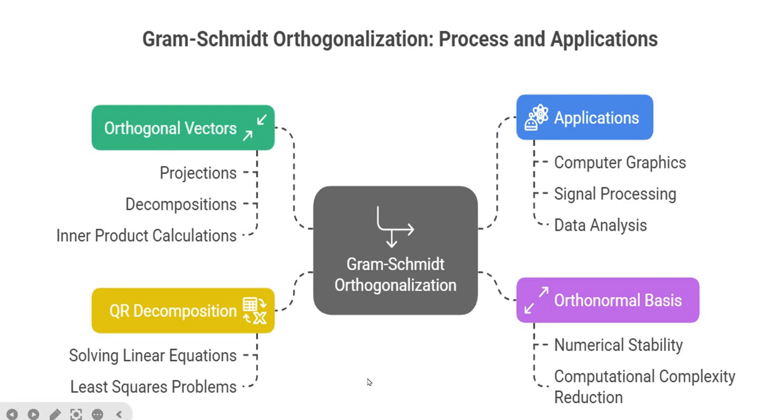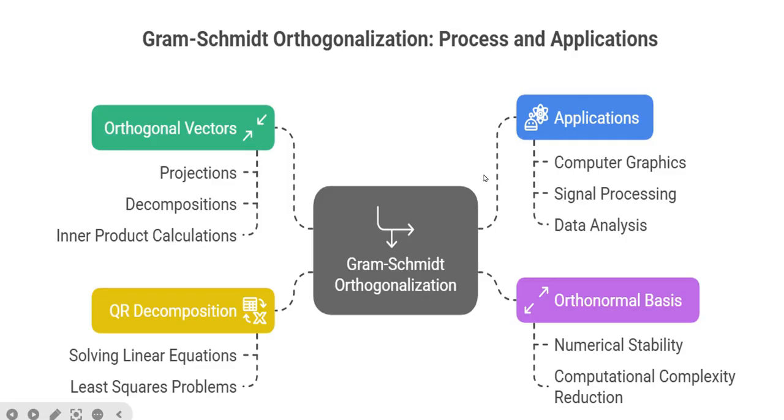One of the main reasons for using Gram-Schmidt is to construct an orthonormal basis for a given subspace. An orthonormal basis consists of vectors which are both orthogonal, that is mutually perpendicular, and of unit length. Such bases are especially useful in simplifying vector calculations, ensuring numerical stability and reducing computational complexity.